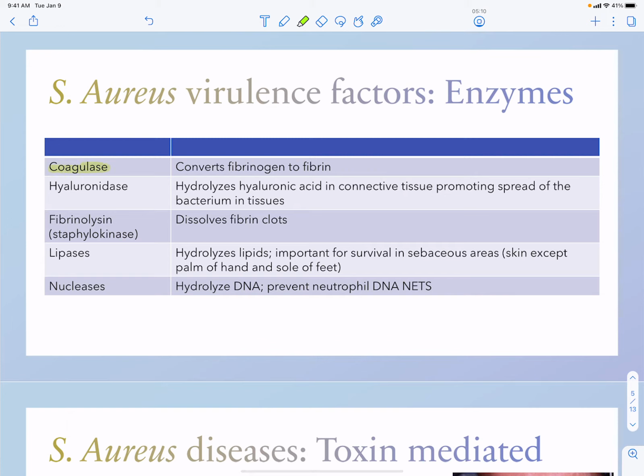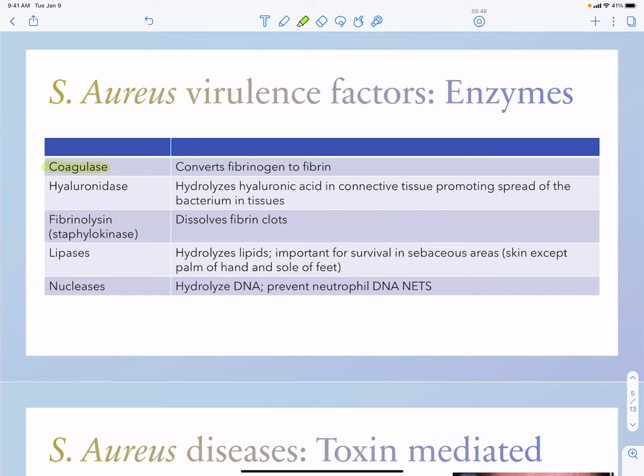We have coagulase, and coagulase is going to be important by converting fibrinogen to fibrin, and that's going to be one of the strategies that Staph aureus uses to wall itself off so that it can grow uninhibited. It has hyaluronidase, which is going to hydrolyze hyaluronic acid, and this is going to allow the bacteria to spread much more easily through the connective tissue. Fibrinolysin is going to dissolve fibrin clots. Again, it's going to be very important for it to disseminate. And the fibrinolysin is also called staphylokinase.